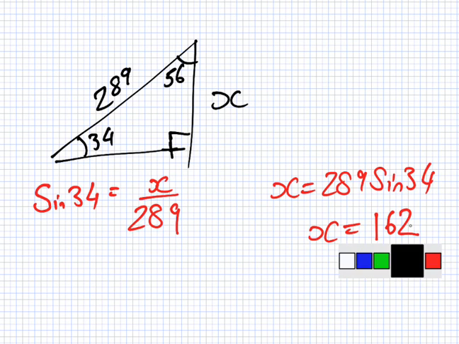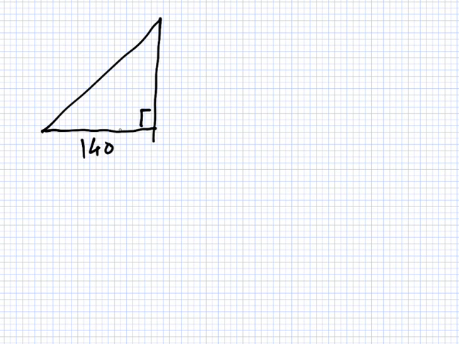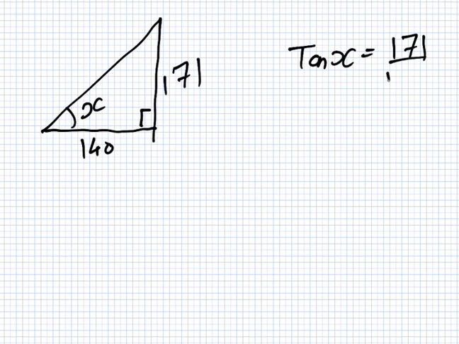Let's do one where we have to find the angle now. So if I scroll down, this side here is 140, this is 171, and this is x. So sine, cos, or tan? Which should I use? Tan, because I have the opposite and the adjacent. So you have tan x equals 171 over 140.